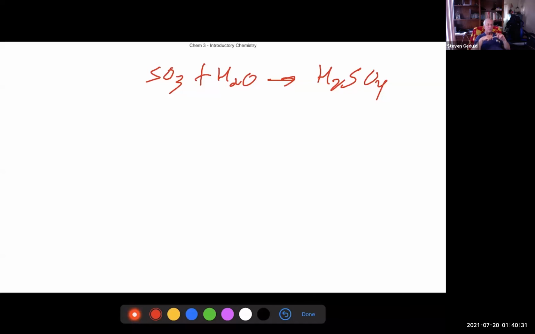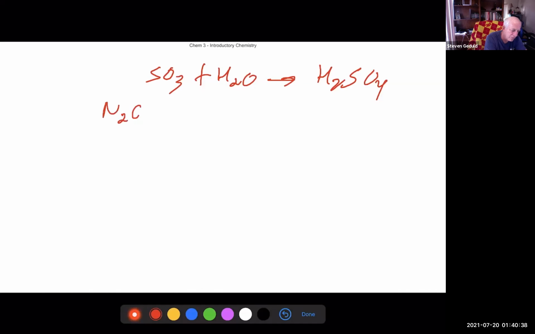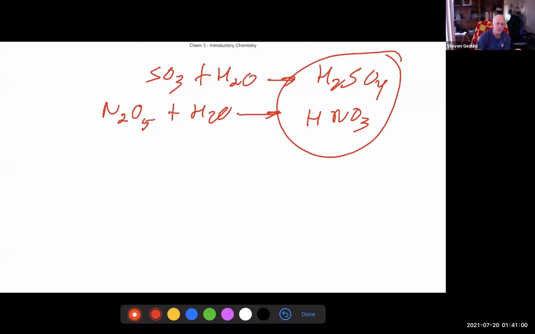Dinitrogen pentoxide is also released as one of the byproducts of combustion of fossil fuels. N2O5. Again, that reacts with water in the atmosphere and produces HNO3, which is nitric acid. Again, nitric acid is a very, very strong acid. It's going to produce acid rain, destroy statues, destroy buildings, and destroy your lungs when you breathe it. So these are the two main components of acid rain, sulfuric acid and nitric acid, from byproducts of burning fossil fuels.